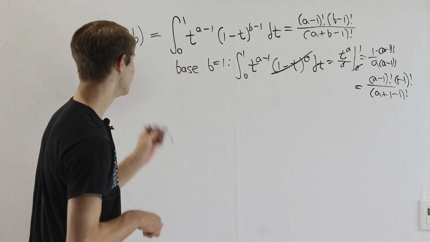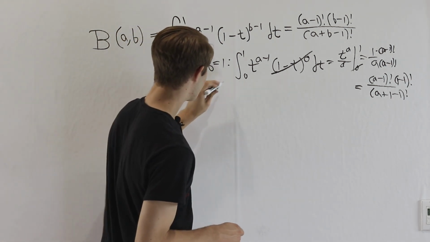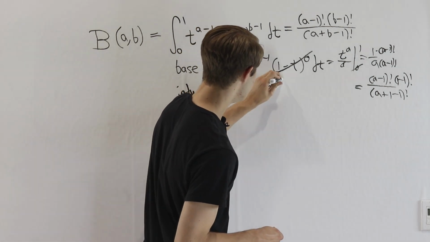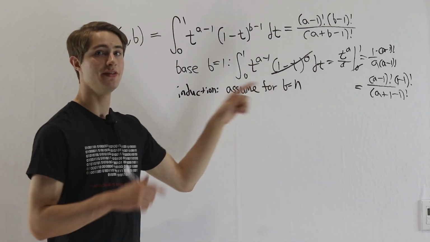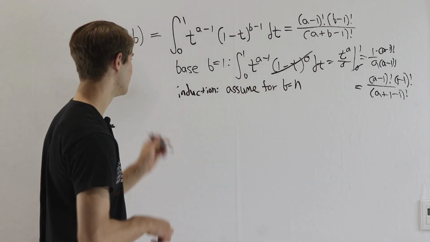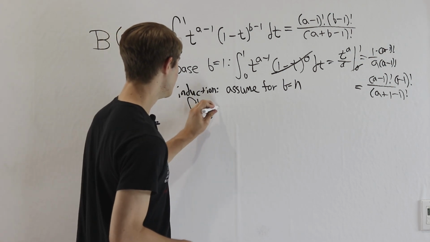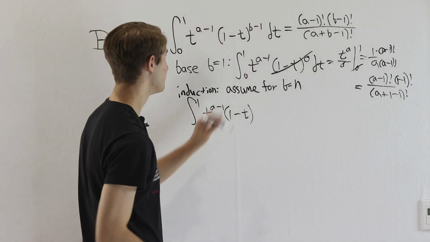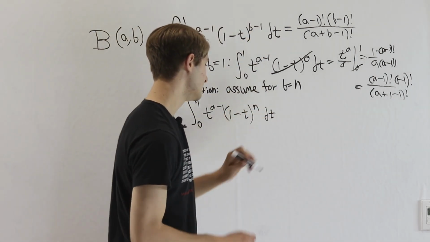It's time for the induction step. So for induction, we're going to assume that the identity is true for b equals n. And we want to show that if it's true for b equals n, then it must be true for b equals n plus 1. That means we're going to look at the integral from 0 to 1 of t to the a minus 1, and then we'll plug in n plus 1 to b. So we get n plus 1 minus 1, which is just n, as the power, dt.